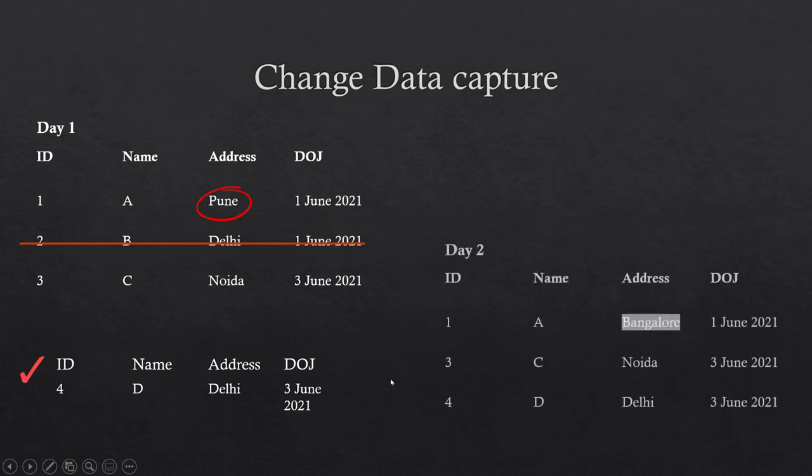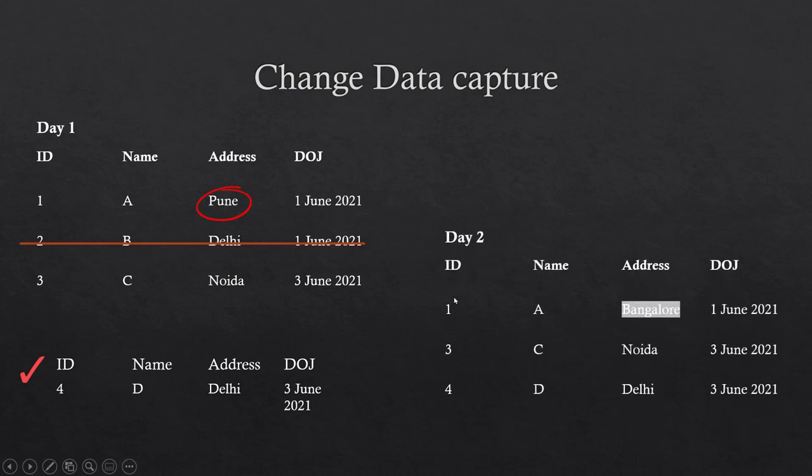Then how will it look on day 2? On day 2 ideally we will have these 3 records. The first record gets updated from Pune to Bangalore. The second record we have removed, and we have added one more record. So this is how I am capturing the change in my system. There are different ways to handle this change, but essentially change data capture is taking care of how the data is changing between subsequent days.